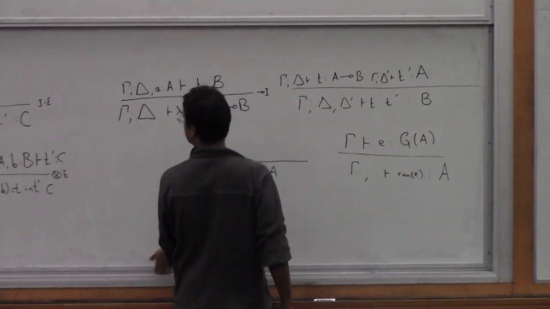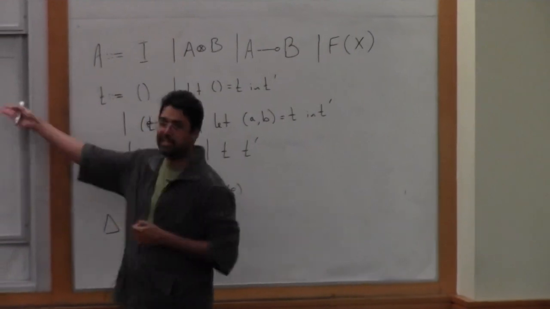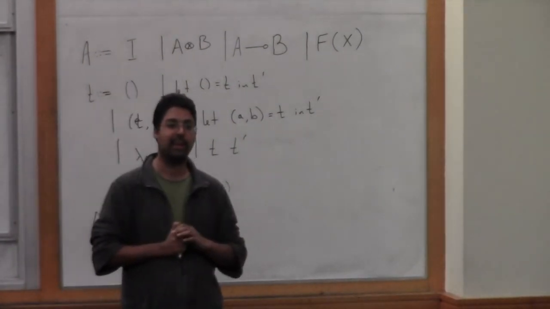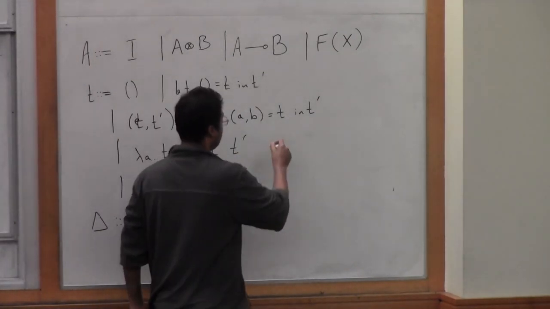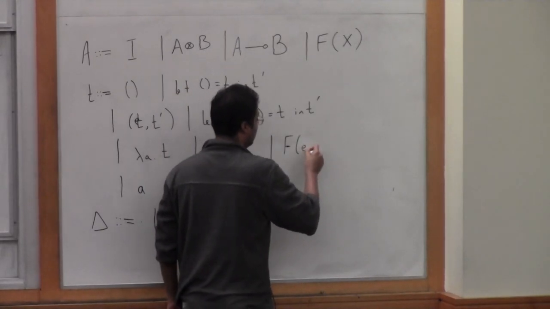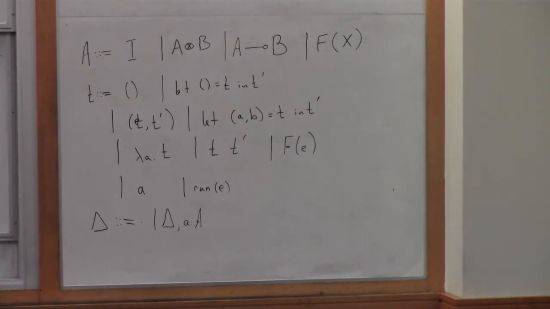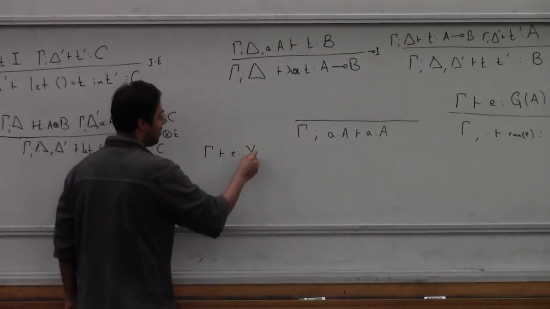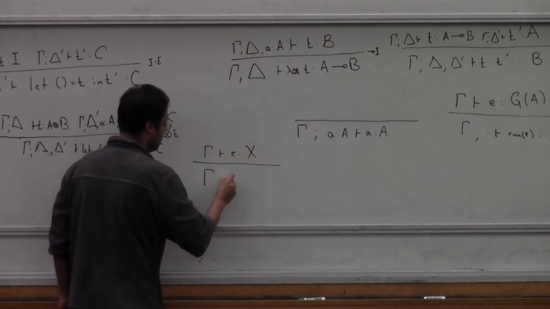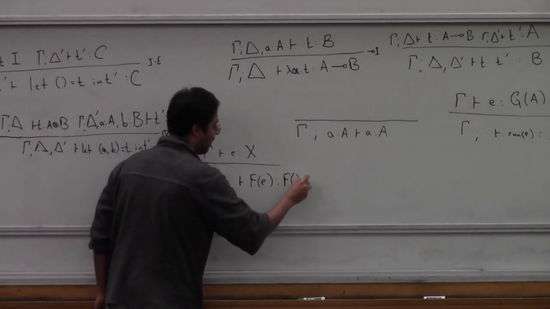And now we need to have some rules for F. Just as with G, we had a way of embedding a linear term into the intuitionistic calculus, we'll do the same thing. We'll say F of E is an introduction form for the F of X linear type constructor. It'll say, if E has the type X intuitionistically, then you don't need any linear resources to produce an F of X.